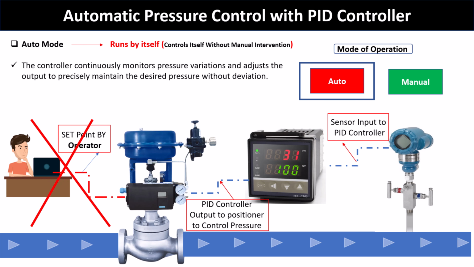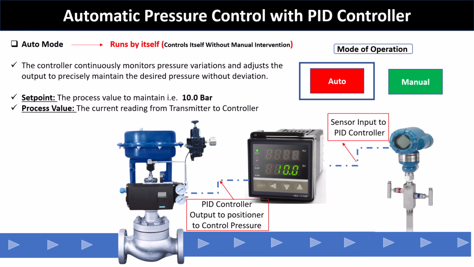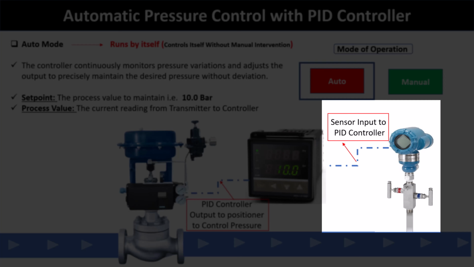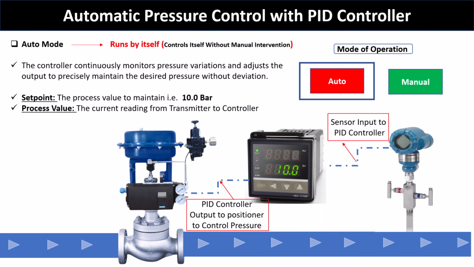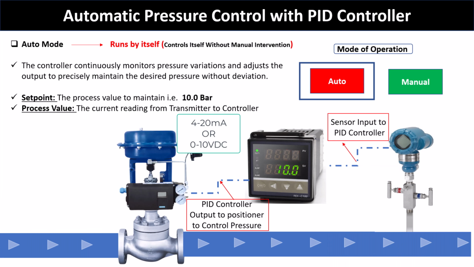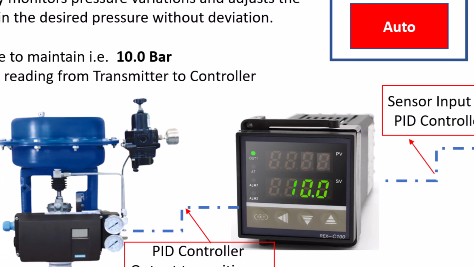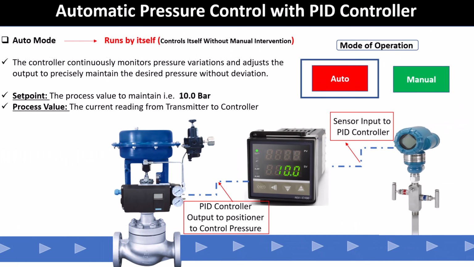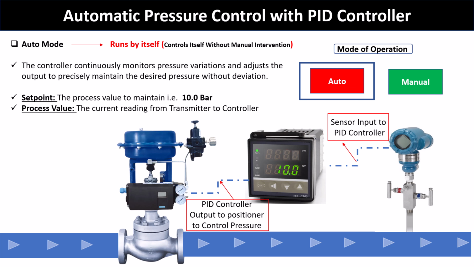Now, let's move on to auto mode and understand how a PID controller works without any operator intervention. It receives an analog input, such as 4 to 20 milliamps or 0 to 10 volts, from a sensor and then processes this data. Based on the required set point, the PID controller automatically adjusts the output, either analog or digital, to control a device like a valve positioner or any other actuator, ensuring precise and stable process control. Now, in automatic mode, we simply enter the set point into the controller and it takes care of everything. The controller automatically adjusts the output to maintain the desired pressure without any manual effort.